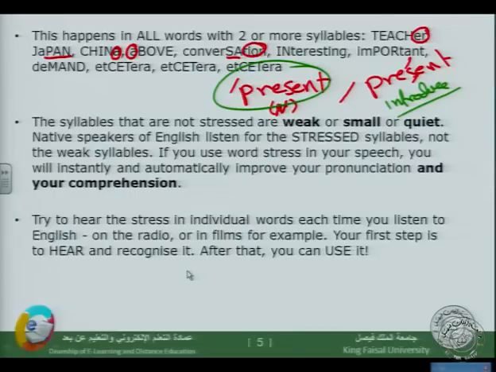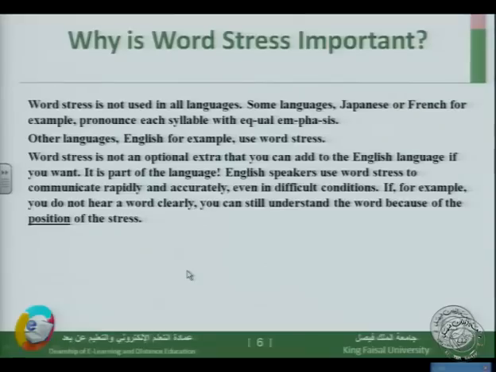These two phonetic aspects are very important to improve your comprehension. Why is word stress important? It is important in all languages, not only the English language. Some languages like Japanese or French, for example, pronounce each syllable with equal emphasis. Other languages like English use word stress. Word stress is not an optional extra that you can add to English if you want. It is part of the language.